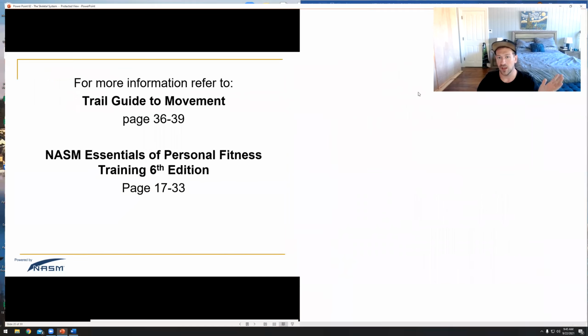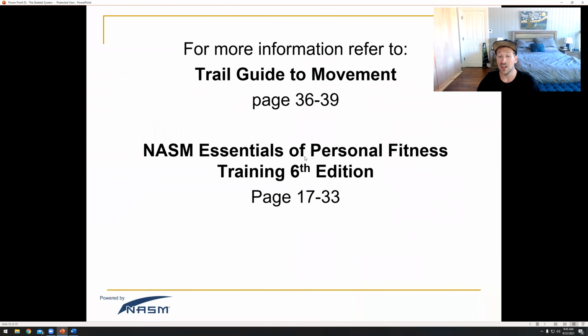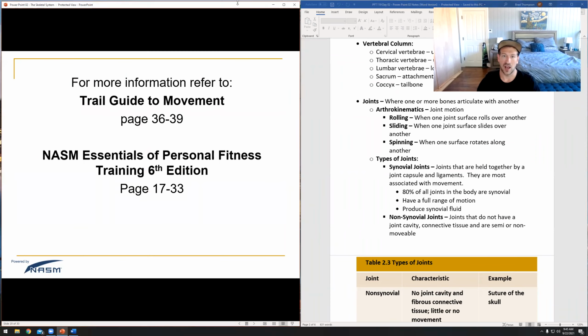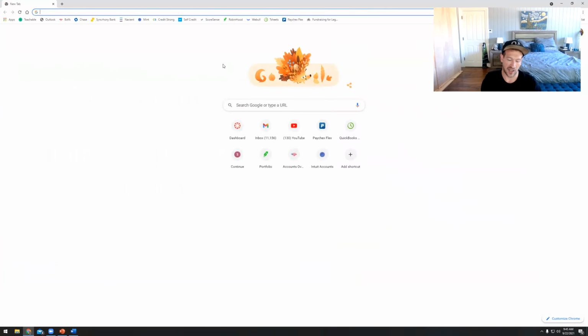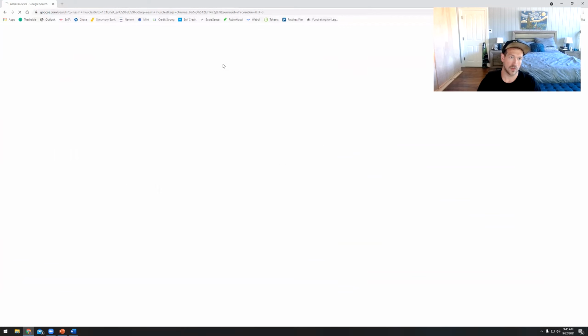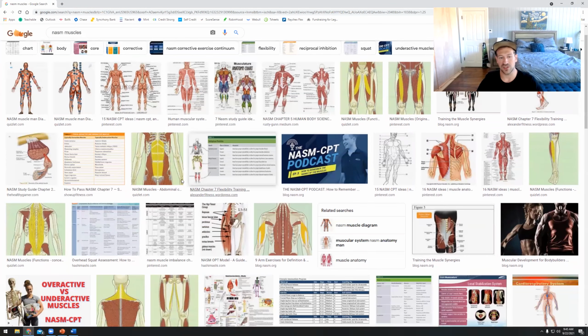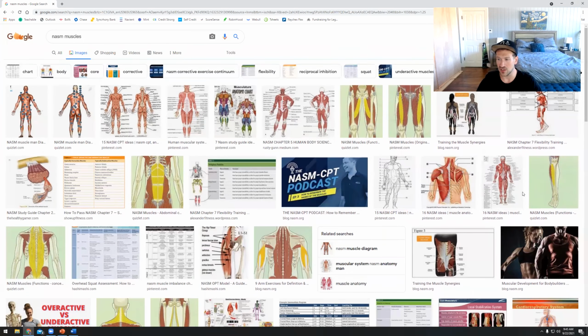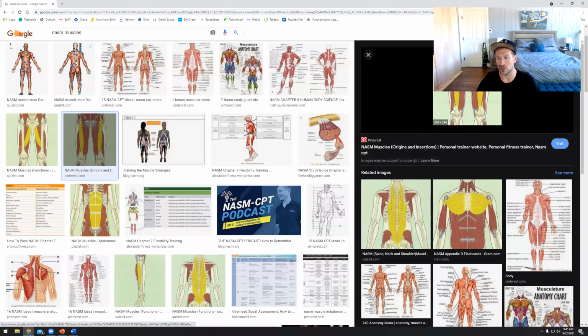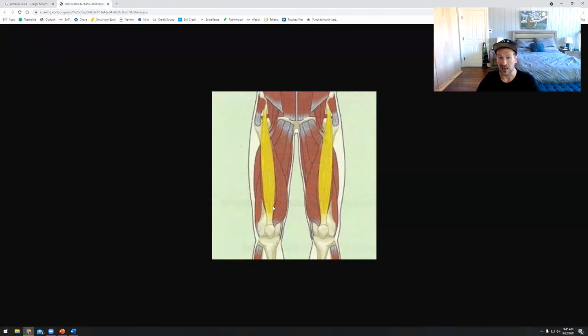And like I said, you can find the information that we're talking about here on pages 36 through 39 of the trail guide. Now you will notice page 17 through 33. That is a huge amount of pages in your regular textbook. But that is only because you will see several pages of all of these muscles. You'll see all these pictures of stuff like this in your textbook. Like this is your rectus femoris, for instance.